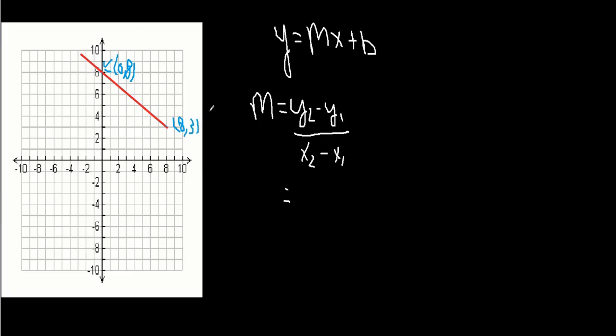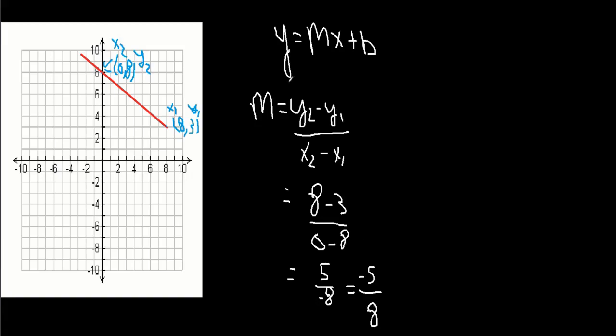So we have our 2 points, 0, 8 and 8, 3, and all you have to go ahead and do is identify y2 and y1 and x2 and x1. So let's say this is y2 and this is y1 and this is x2 and this is x1. So this is 8 minus 3, so that's y2 minus y1. And this is 0 minus 8, because that's x2 minus x1. So we have 8 minus 3 divided by 0 minus 8, which is 5 divided by negative 8. And that leaves us with negative 5 over 8.